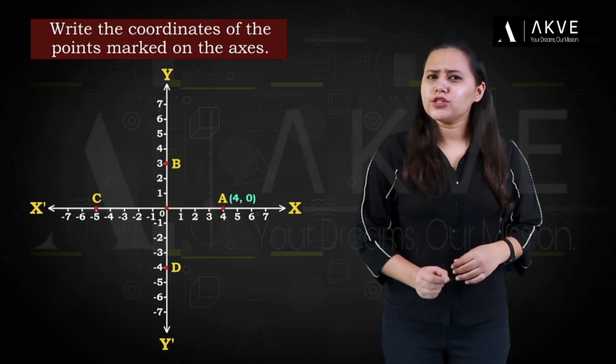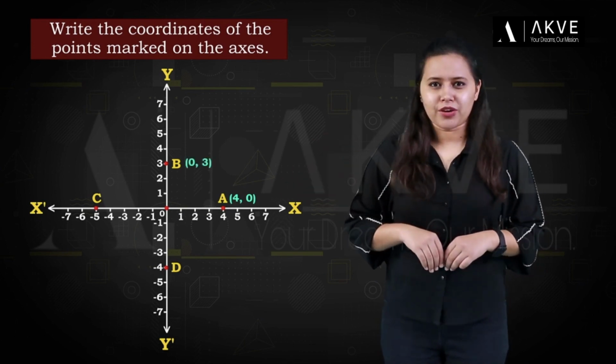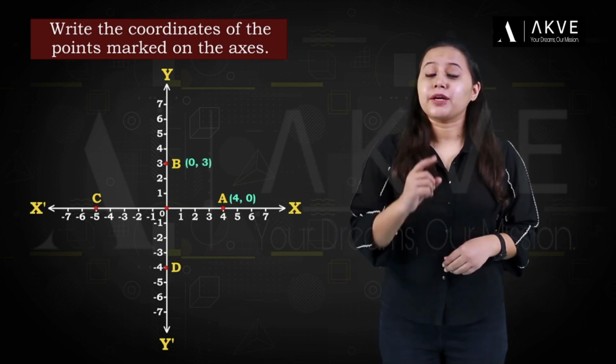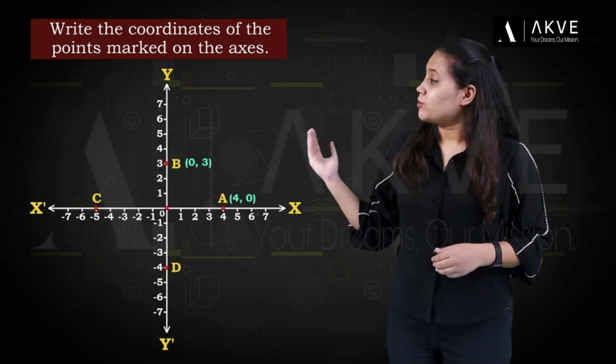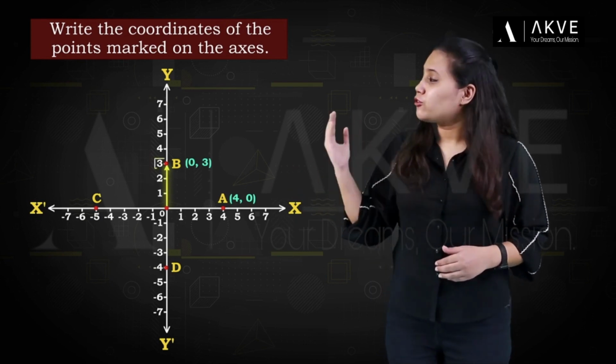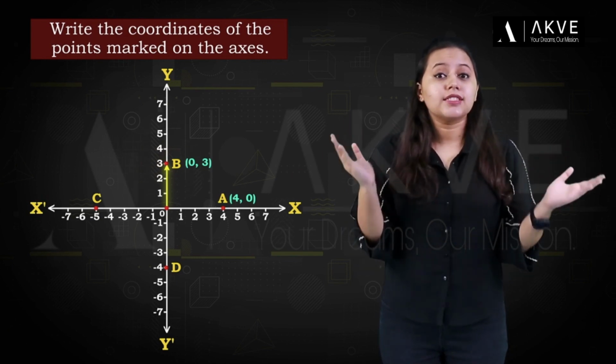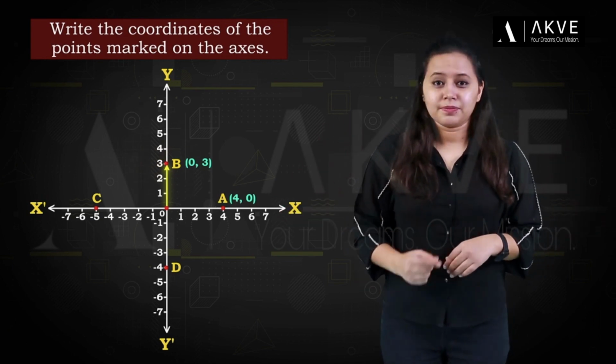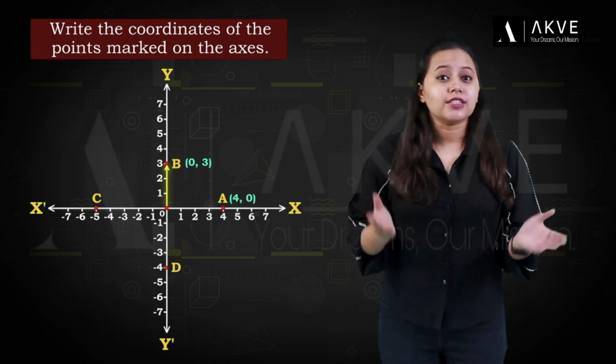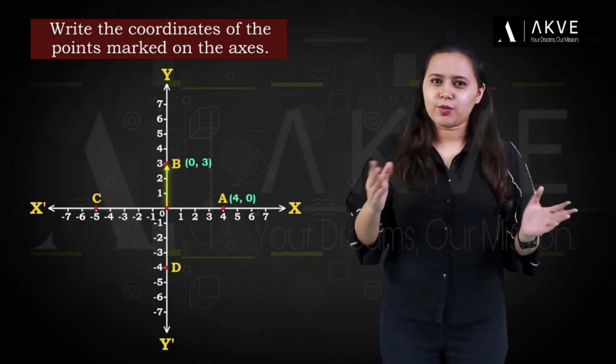Similarly, the coordinates of point B are (0, 3). And why? Because to reach point B from the origin, we have to travel 3 units along the positive direction of the y-axis and 0 units along the x-axis. Therefore, the x-coordinate is 0 and the y-coordinate is +3.